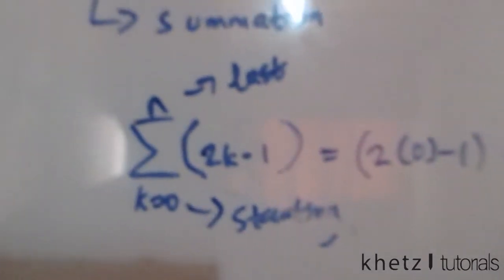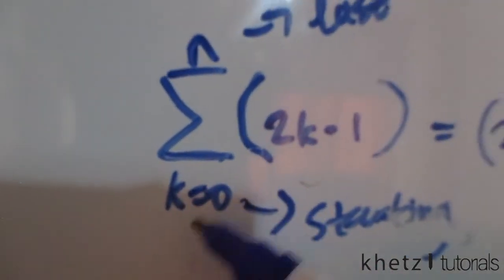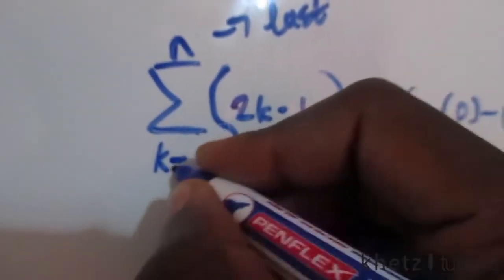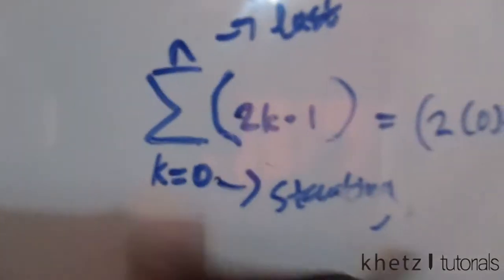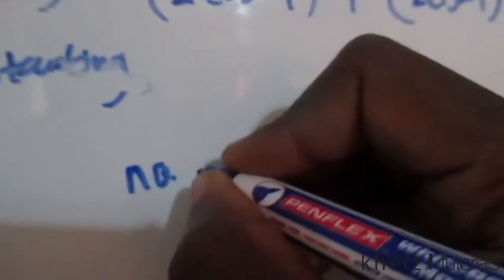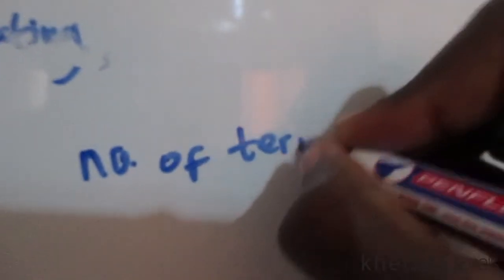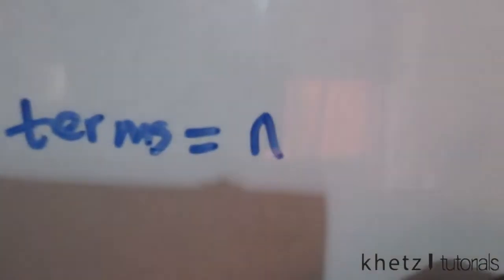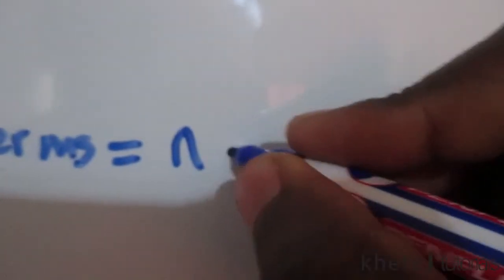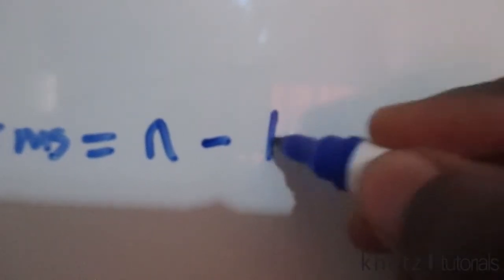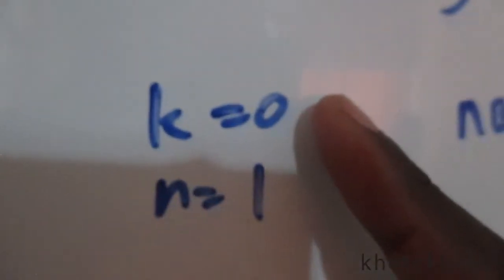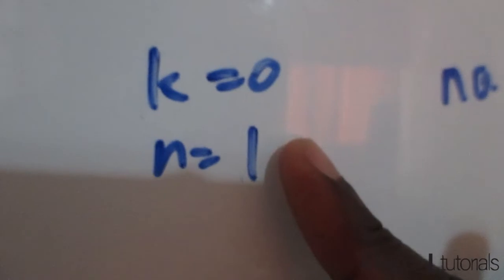So to find the number of terms from the starting point, whatever the starting point is, it's not always 0, it's not always 1, right? To find the number of terms in your series, you're going to take the top number, which is your terminal number, or where you actually stop, and then subtract the variable at the bottom. In this case it's k, then you're going to add 1, right? So for this one, the starting point is 0 and the end point is 1. So let's find the number of terms.